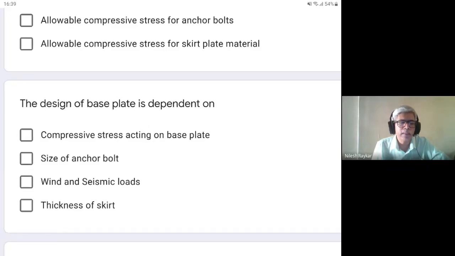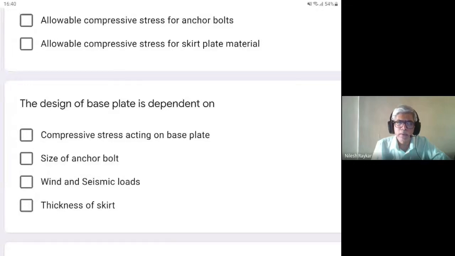So we have seen that it is limited by the compressive stress of the concrete. So the compressive stress of the concrete governs how much maximum stress can be allowed at the base plate. And if it is exceeded, how will you correct the design? That is more important. So you find that the compressive stress at the base plate is higher than what is allowed. It will crush the concrete. So what is the remedy you should give in the design?